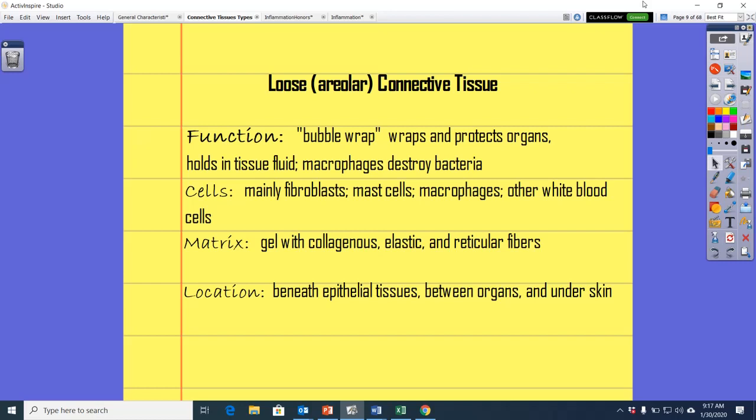The location where we would have this tissue is underneath your epithelial tissue. This is what makes up the tissue under the basement membrane of your epithelial tissue. It's found between organs and under the skin, so just a tiny little layer underneath the stratified squamous epithelium of your skin.